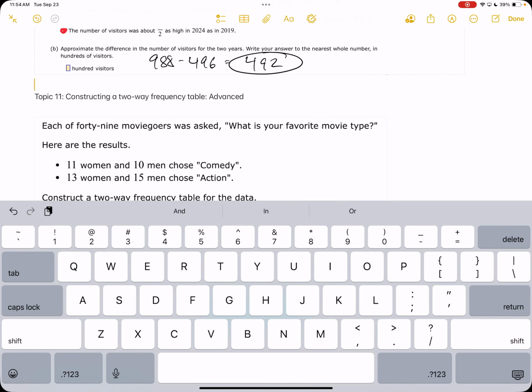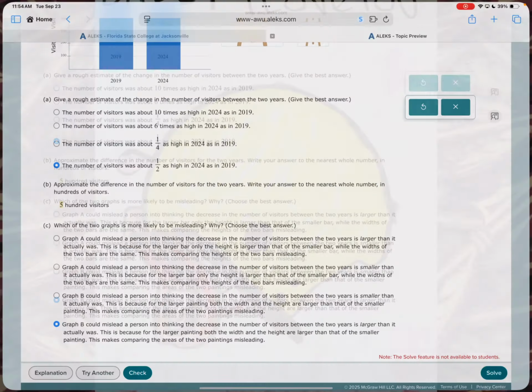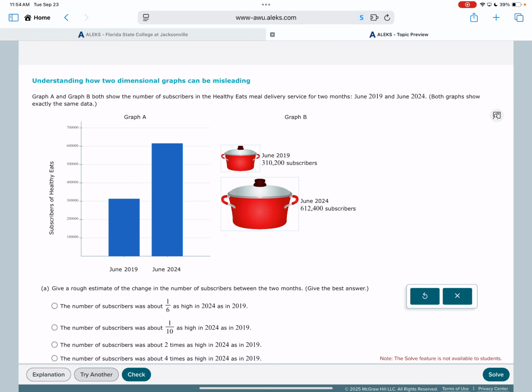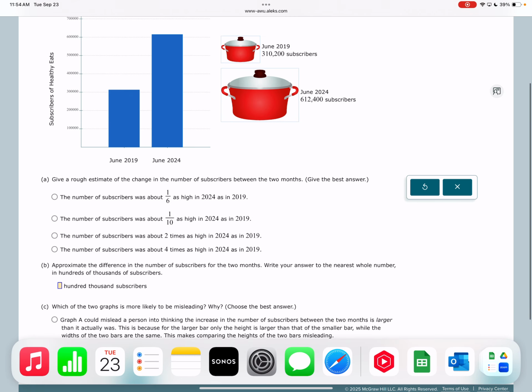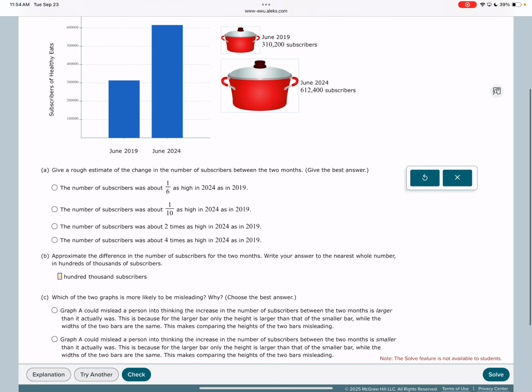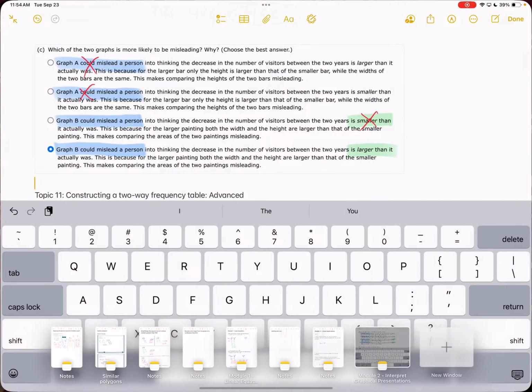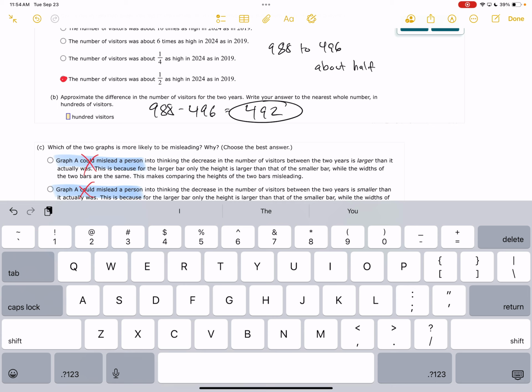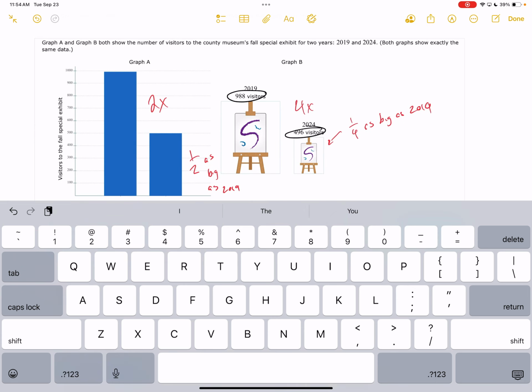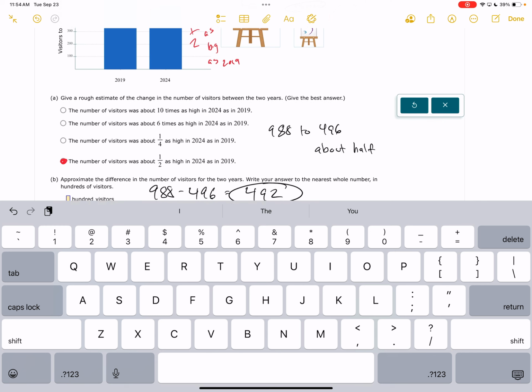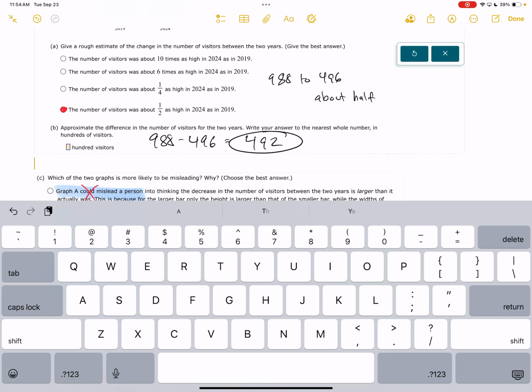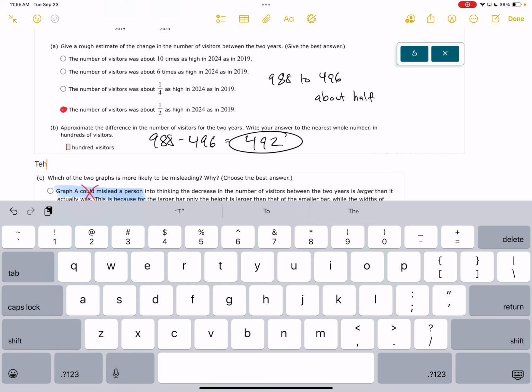All right, give me 1 second to generate this problem again to make sure if it changes that unit. Oh, it did it on that one. Did we read that problem wrong? I just noticed that. It says, approximate the difference in numbers of visitors for the past 2 years. So we got 492, but it says blank 100 visitors. So the answer to this one is just 5.